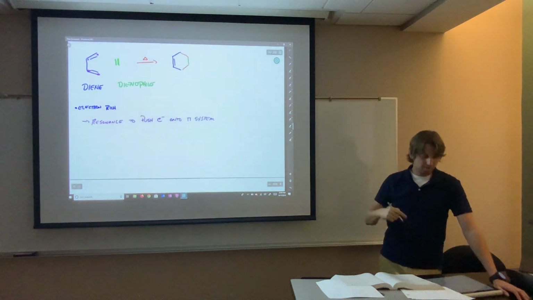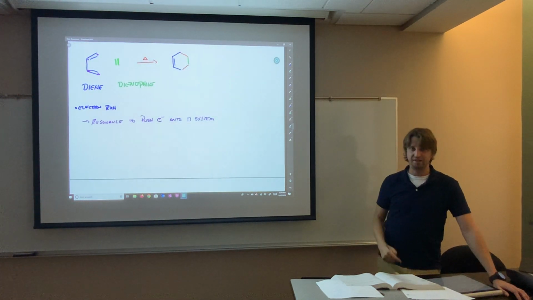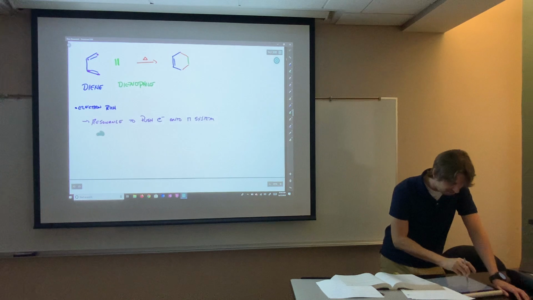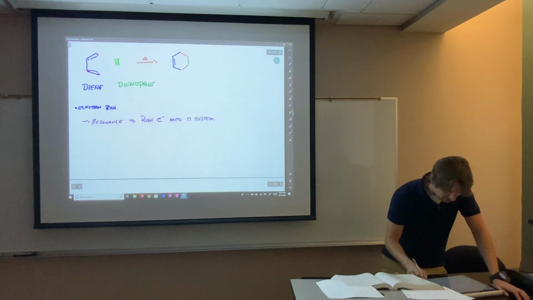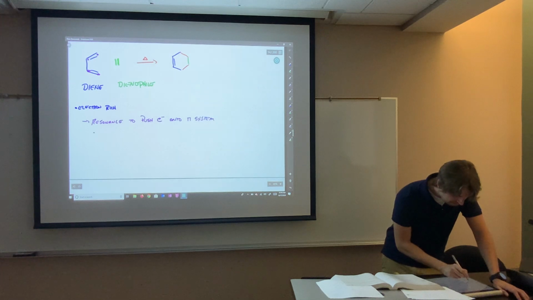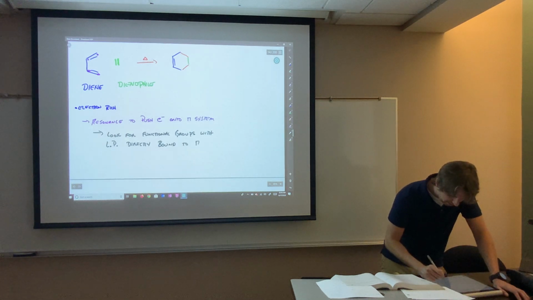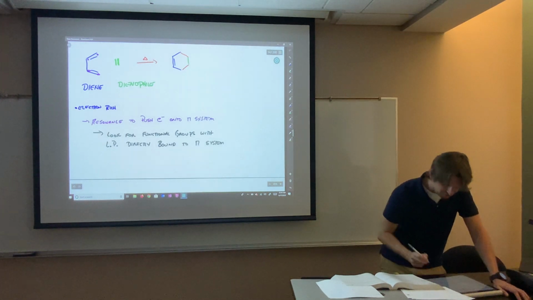But at the end of the day, what we want to do is use resonance to push electrons into a pi system. And to do that, as a subset of this, I don't want to use green to confuse the dienophile stuff, so let's do black. Black sounds good. So what I do then is look for functional groups with lone pairs, LP, directly bound to a pi system. That's about as generic as I can make it.